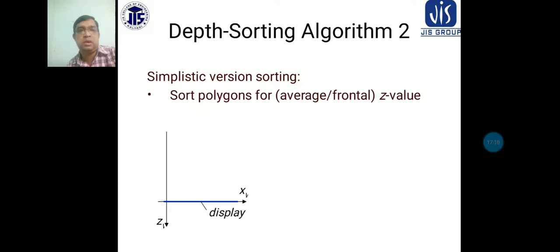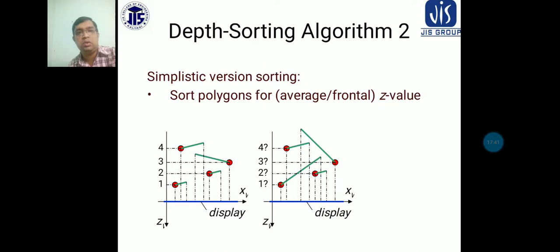But depth sorting algorithm 2 is the simplicity version: sort polygons by average or frontal z value, that is the x, y, and this will be given to your display. You can see the different lines, like the arrow is considered, the movement up to here. The different display shapes 1, 2, 3, 4, the red, and different lines will be drawn, as the depth sorting algorithm is used.